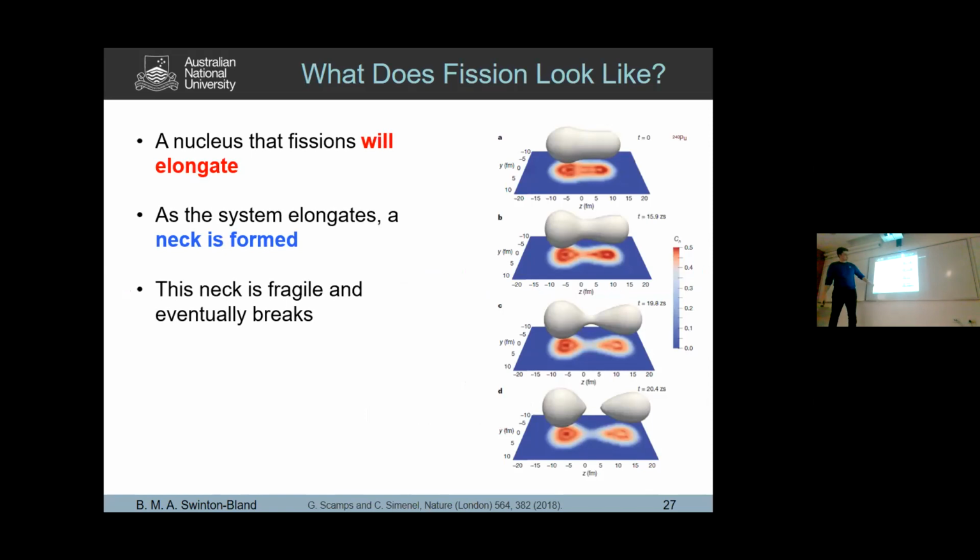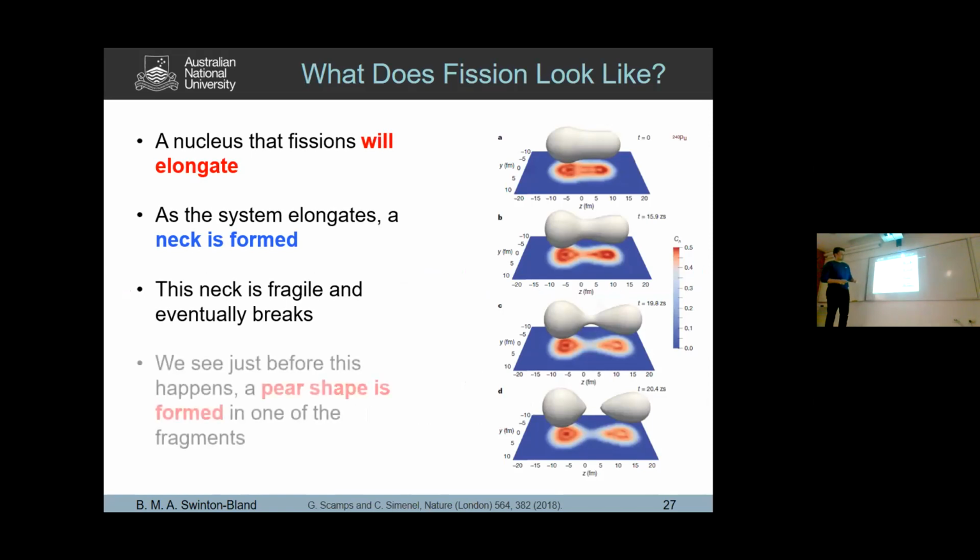But one key thing that I want to point out is that just before it breaks apart, as shown by Cedric's talk last week, we see that a pear shape is formed. Every single time before a nucleus fissions apart, one of the nuclei is formed into a pear. Now, can we invoke any shell effects that give stability to pear shapes? I want to mention before I go on to the next slide that when I say pear shapes, for the experts in the room, I mean octupole correlations or octupole deformations.